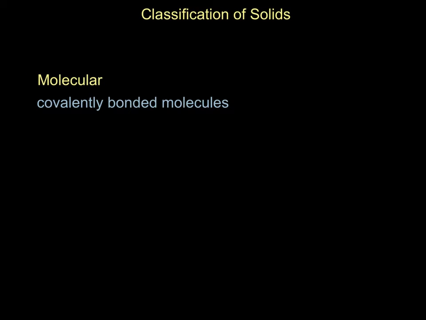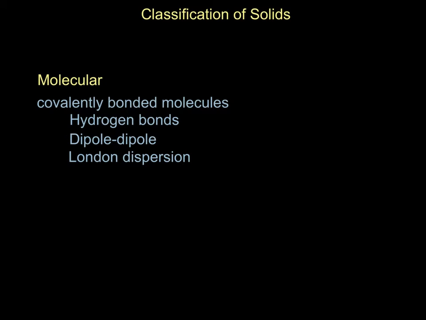There are 4 different classifications of solids. The first is molecular solids. And remember, molecular means we have covalently bonded molecules. And the intermolecular forces that are associated with covalently bonded molecules are hydrogen bonds, dipole-dipole forces, and London dispersion forces.